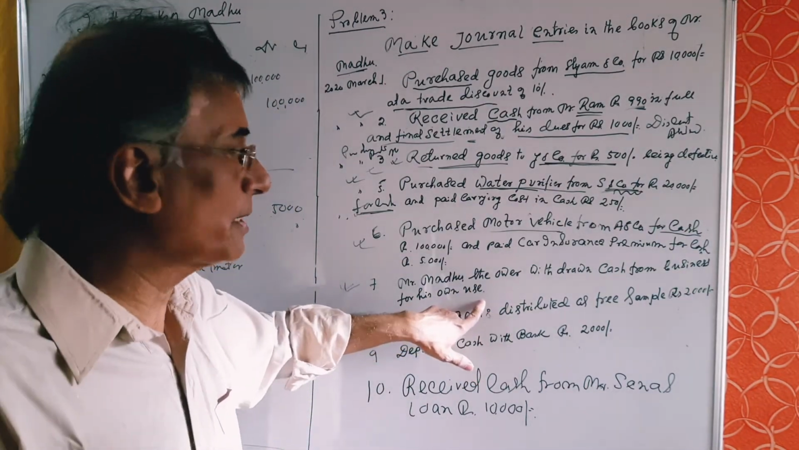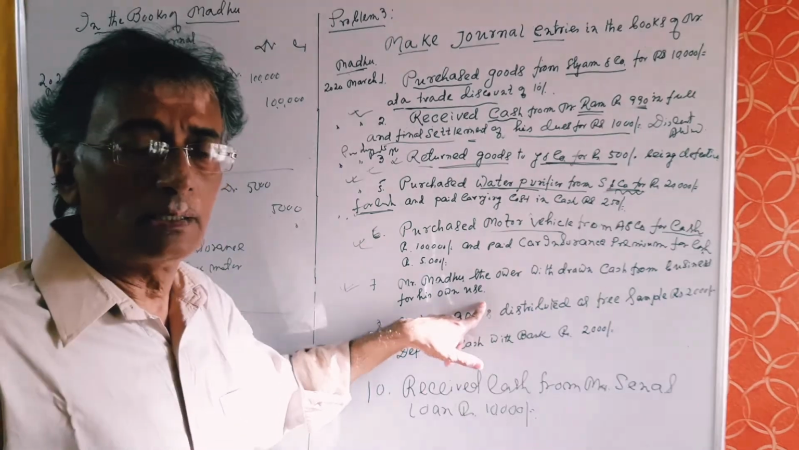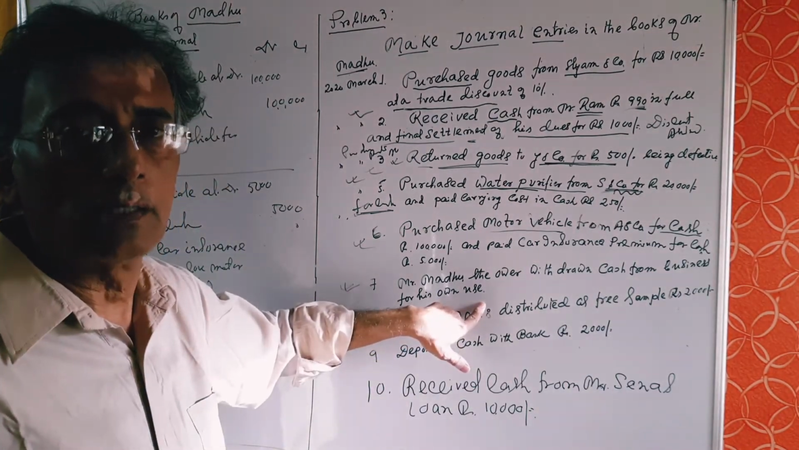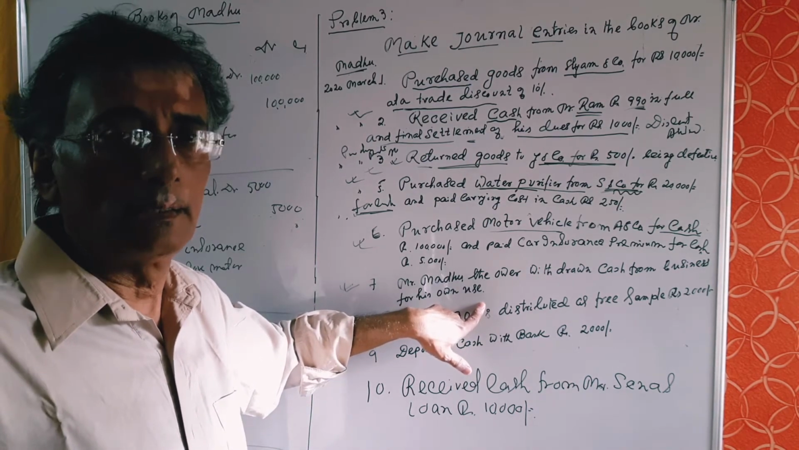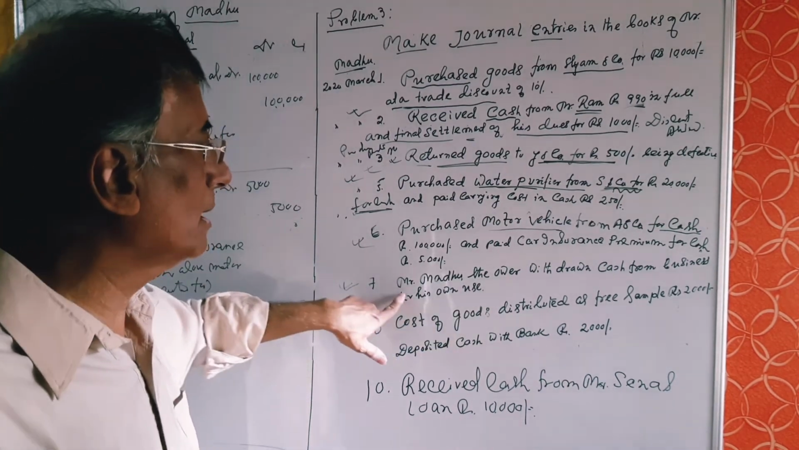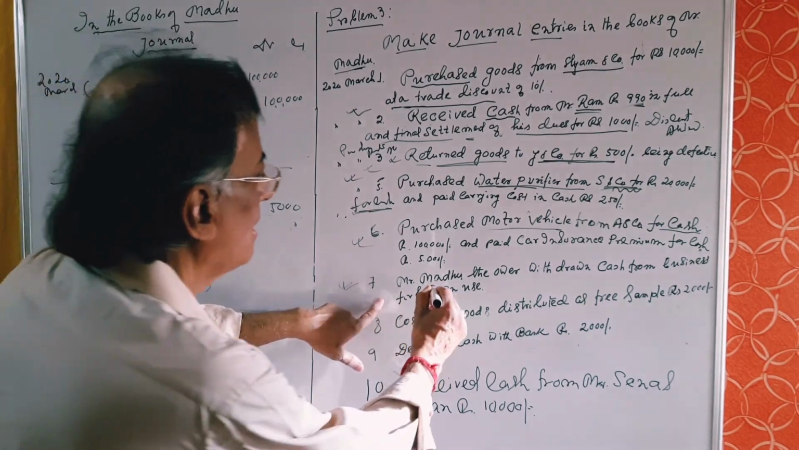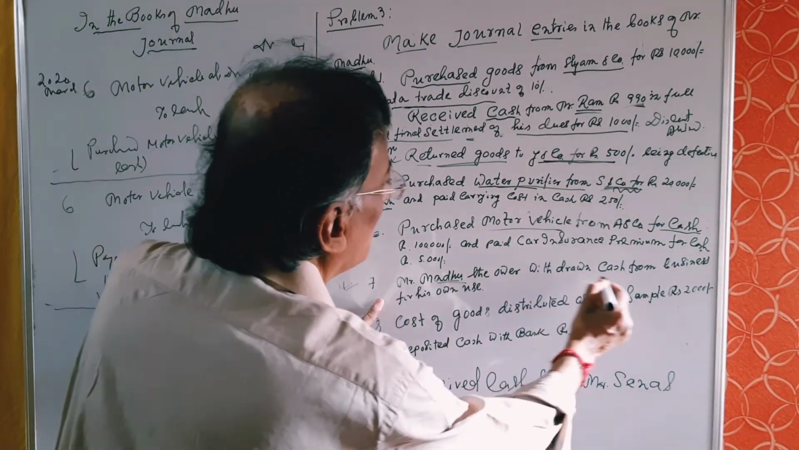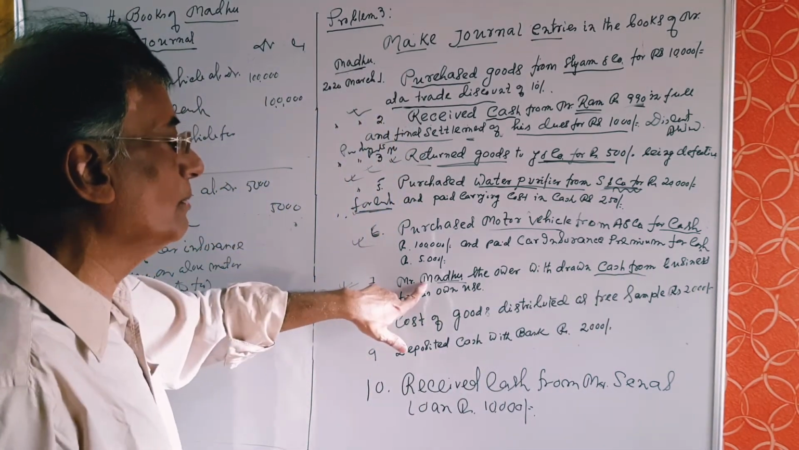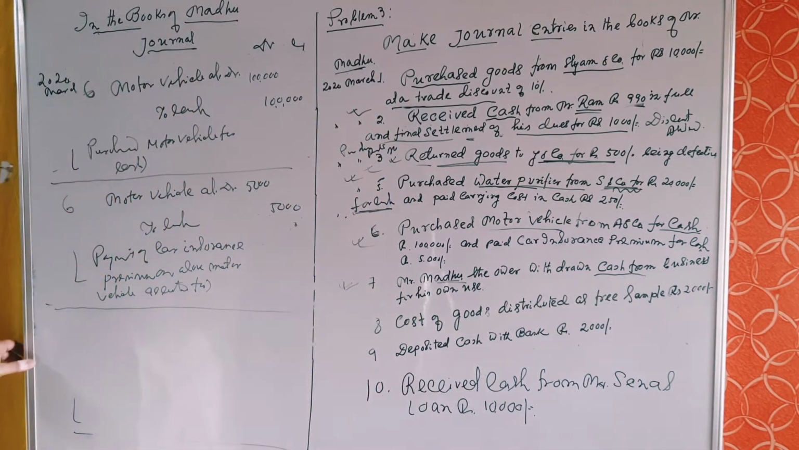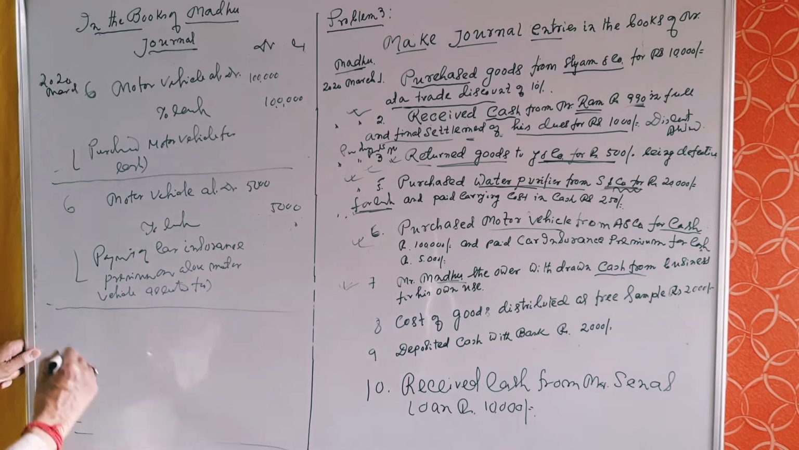So Madhu's personal account will be debited. Not instead of that, we should debit drawings account, because any amount withdrawn by the proprietor from business is debited to drawings account. What are the two accounts involved in this case? Drawings account and another one is cash account. Cash is going out of the business to Mr. Madhu, so drawings account will be debited and cash account will be credited.